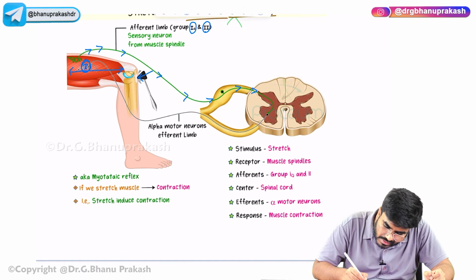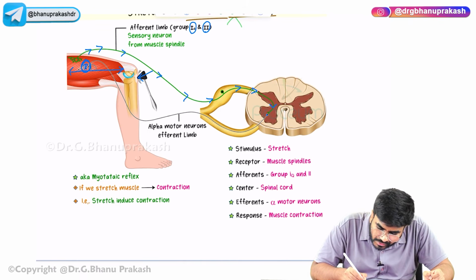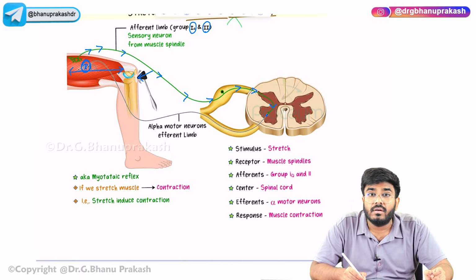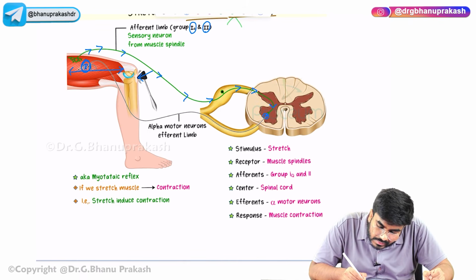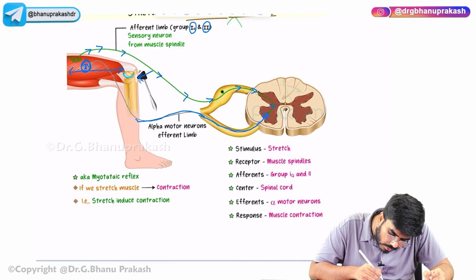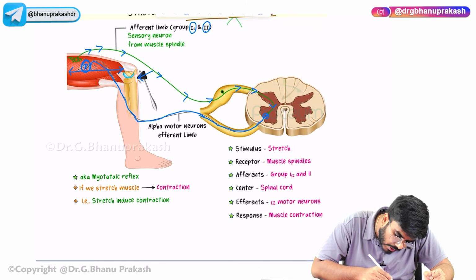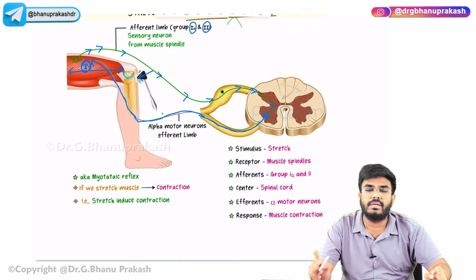Now in the central nervous system, look what happens. These primary 1A fibers and secondary fibers are activating this particular alpha motor neuron. So the alpha motor neuron to the same muscle will be activated.